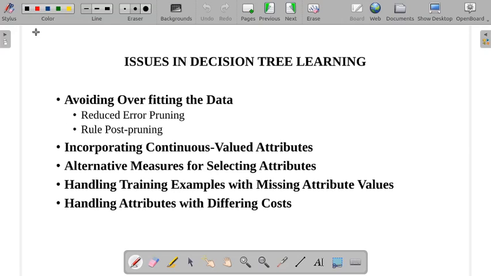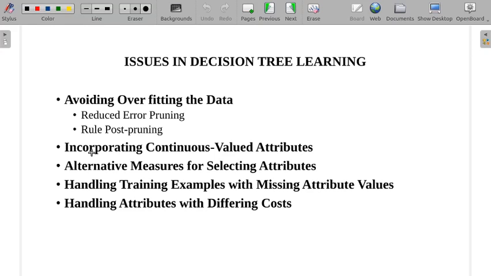We will be discussing the second, third, fourth and fifth issue in decision tree learning in the next video. Now we will discuss the last four points: incorporating continuous valued functions, alternative measures for selecting attributes, handling training examples with missing attribute values, and last one, handling attributes with differing costs.